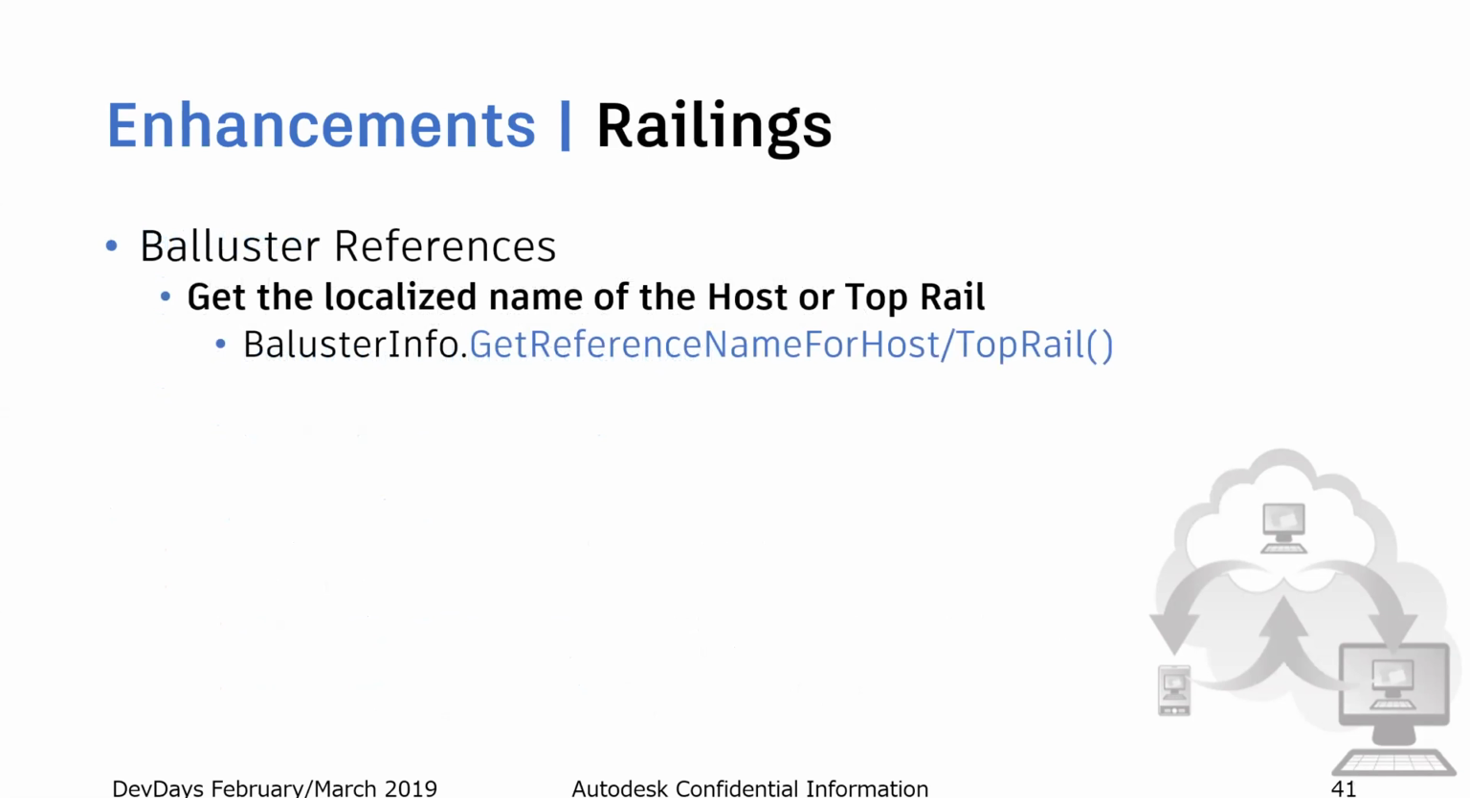Really small enhancements to railings. Balusters now can get the localized name of a host or top rail, so you can use that as a reference to understand what host or top rail it belongs to.